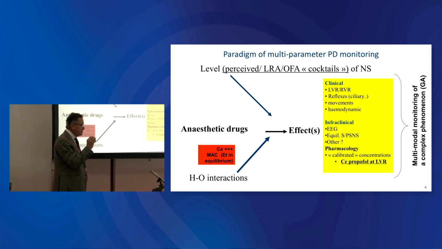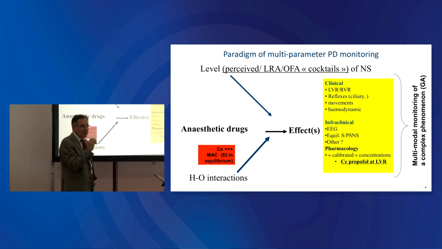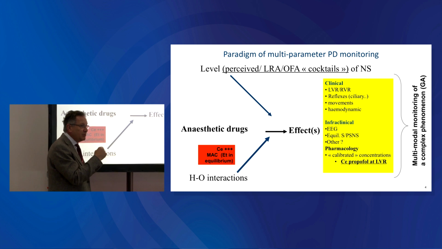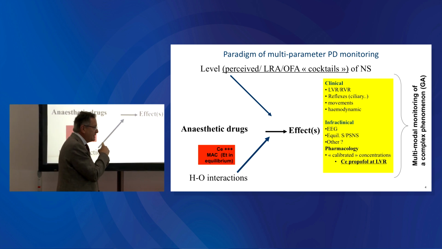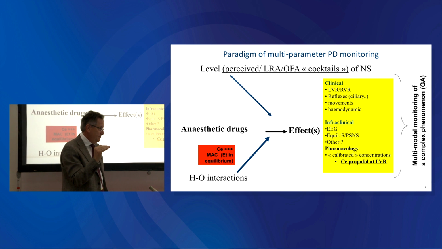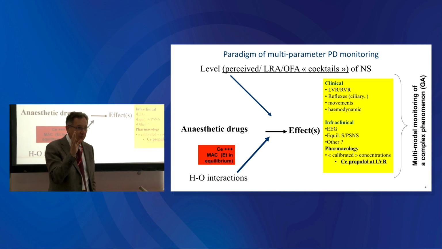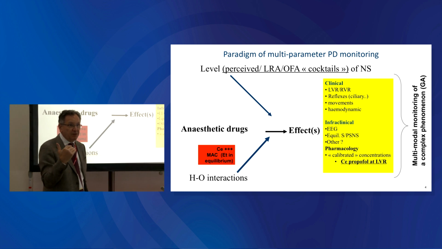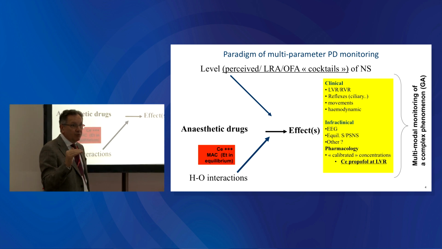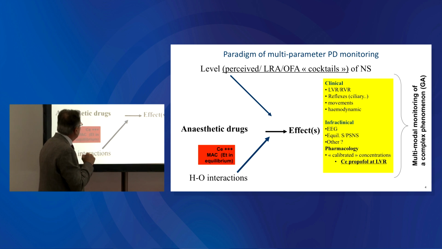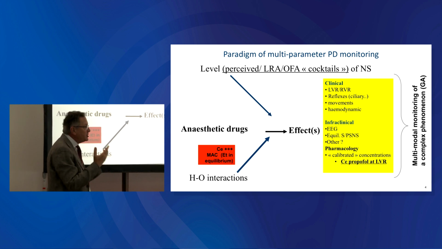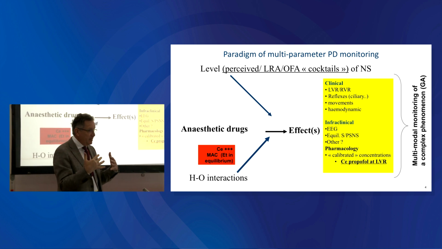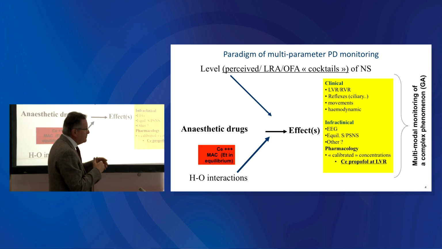Now, each time we take this issue of drugs into consideration, we need to look specifically at hypnotic opioid interactions. It is absolutely mandatory. And then you have the perceived level of nociceptive stimulation. So if you have a local regional anesthesia, the whole system will shift. If you block the arrival of nociceptive stimuli, the whole system will be changed. And then, of course, if you have an opioid-free cocktail, then you also will change the level of perceived nociceptive stimulation. And then you will look at the endpoints.